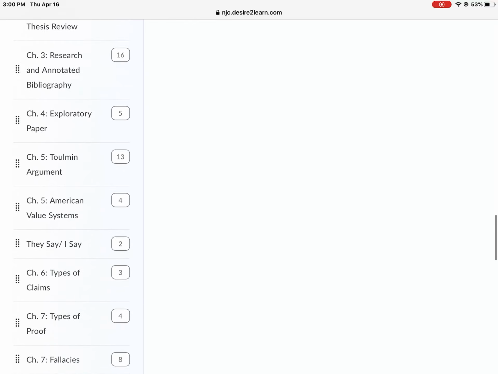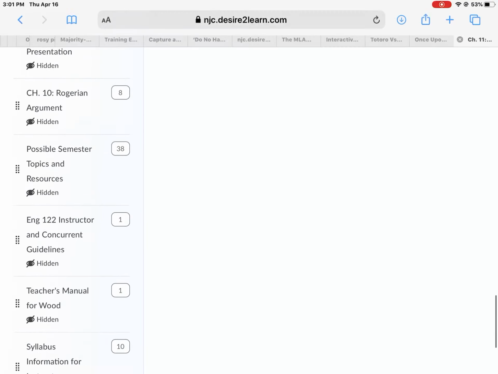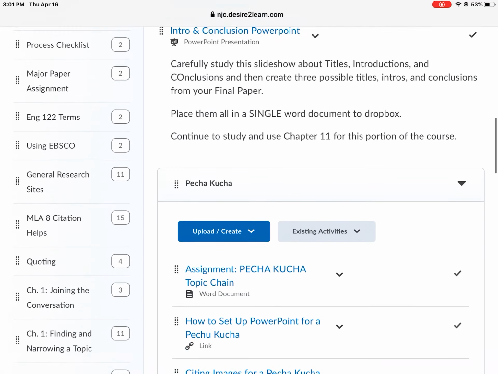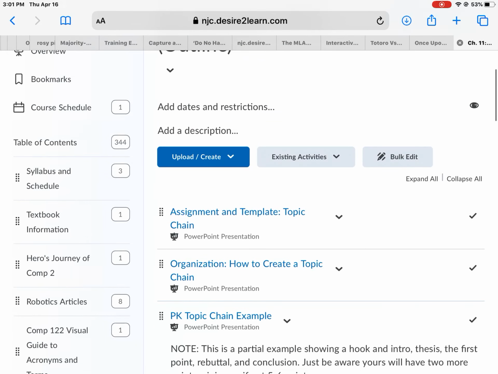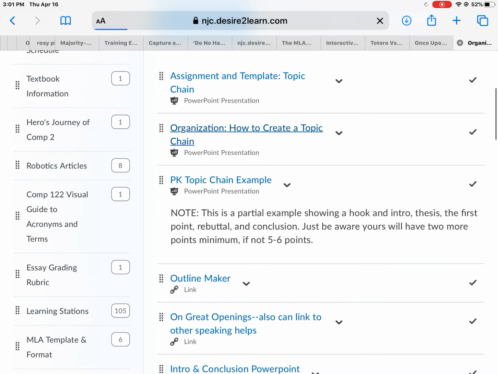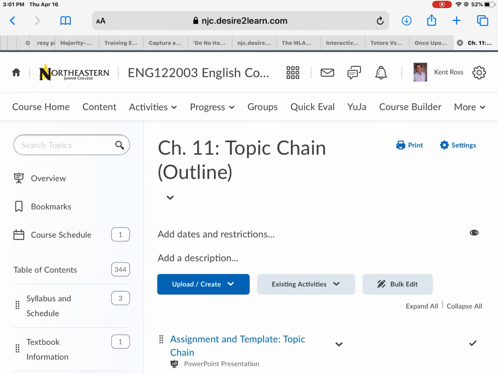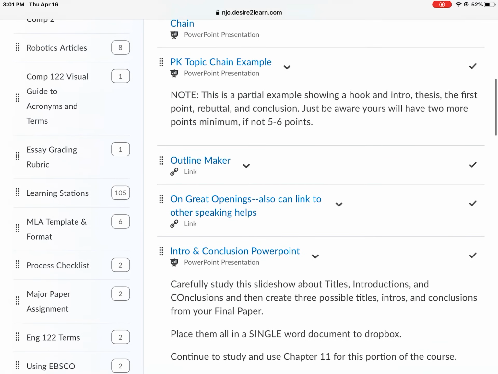If you go down to chapter 11, you'll see the topic chain. And if you click on that, you will see the resources for this assignment, including the assignment and template of the topic chain and some resources that we'll look at today, how to create a topic chain, and we will look at a topic chain example. There's another one here. There's an outline maker, which you can also use.